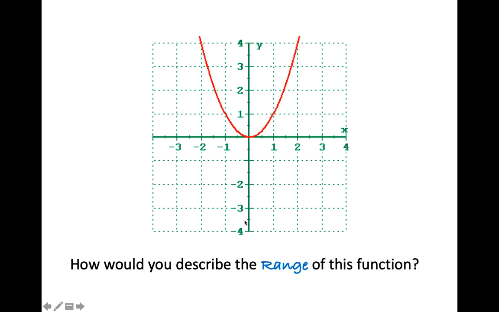Whereas for the range, if we think about it from coming down from the bottom and up to the top, we realize that the graph doesn't begin until 0 and then it goes on forever. So we would write that y is an element of the real numbers such that y is greater than or equal to 0.